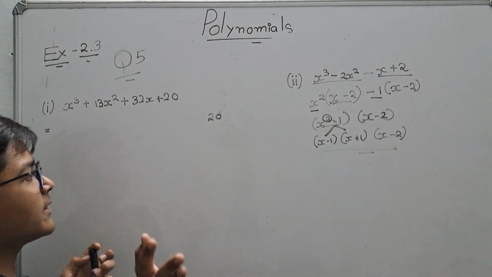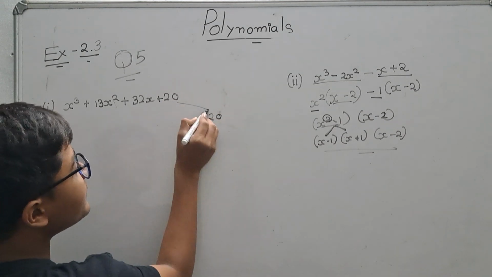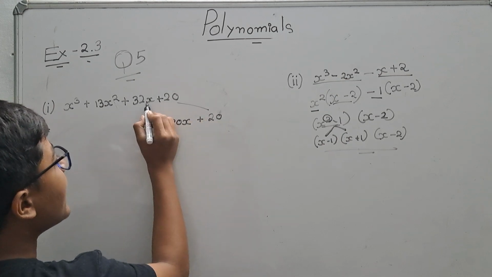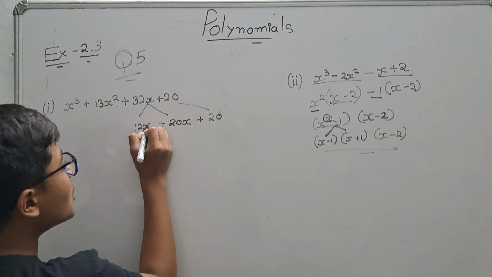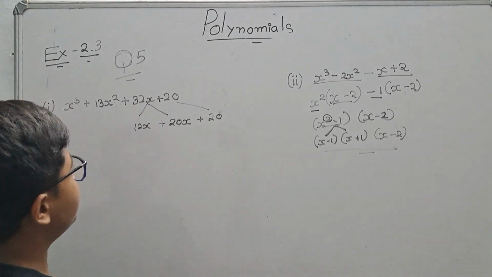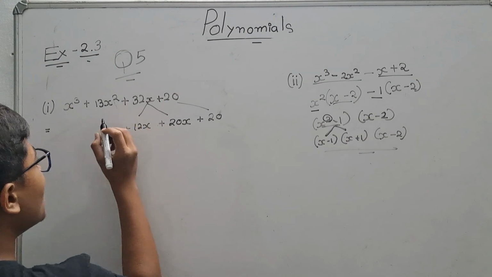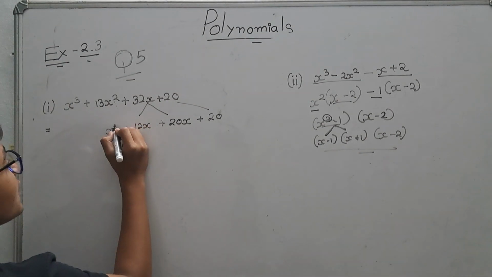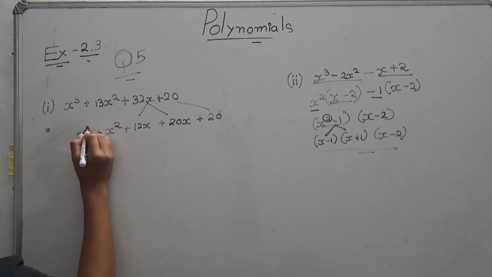First of all I will explain that you have to do 20. You write 20 as it is and take out the factor of 32. So 12 plus 20 is 32, so you have to put the x. Now what is 13x? 12x plus x is equal to 13x. You have to put square over here and cube.